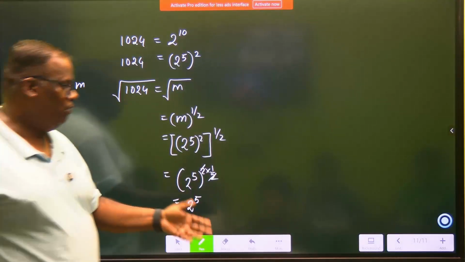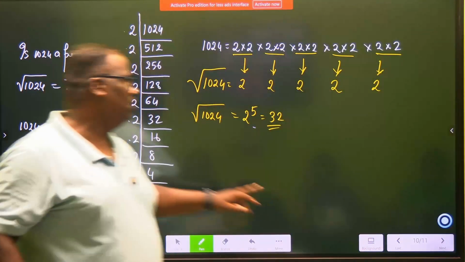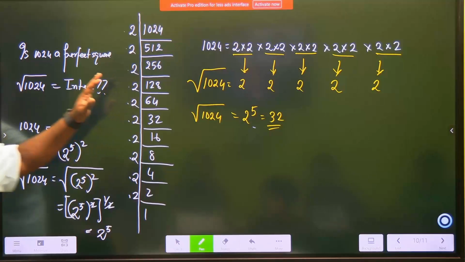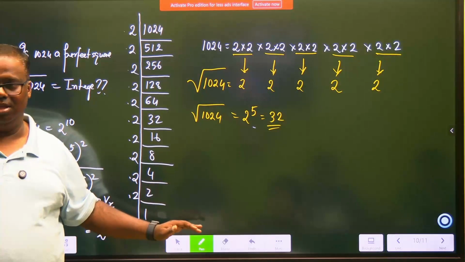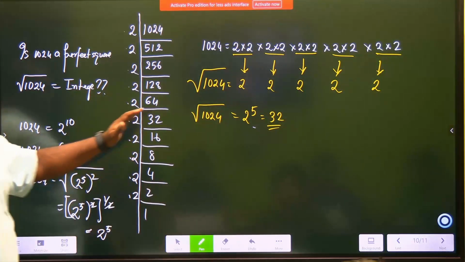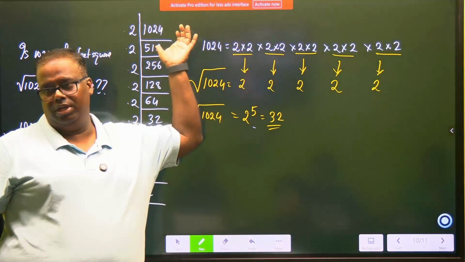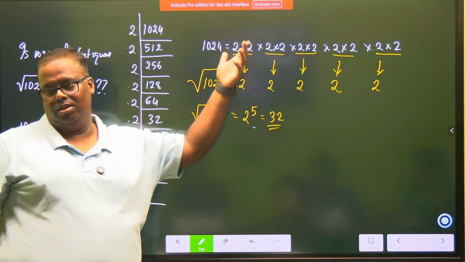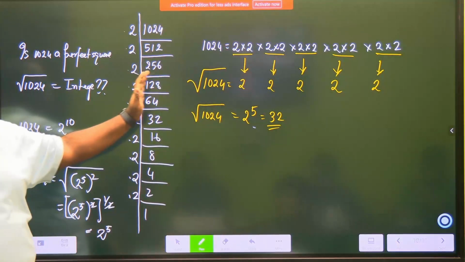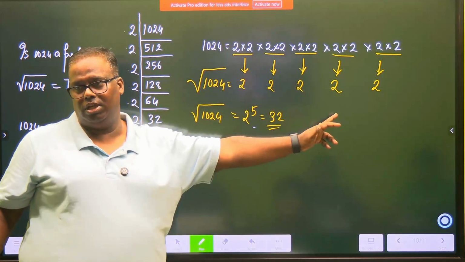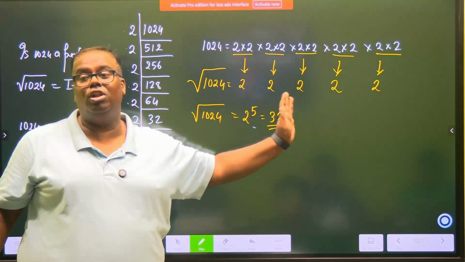So what is important for us in grade 8? I'll not give you any homework today, nothing. You should understand what is prime factorization. And once you have understood prime factorization, we will also see whether a number whose prime factorization you did, is it a perfect square? It will be a perfect square only when you get everything paired, all the factors paired.